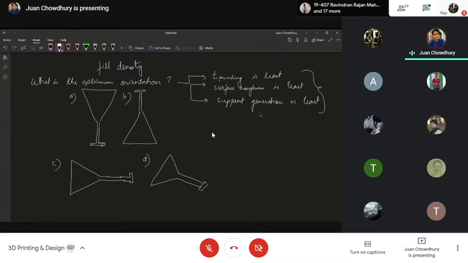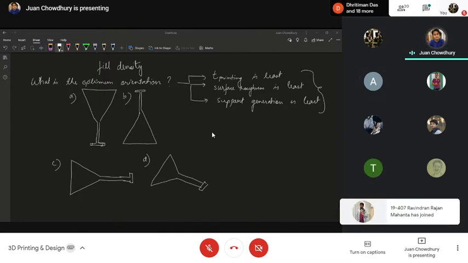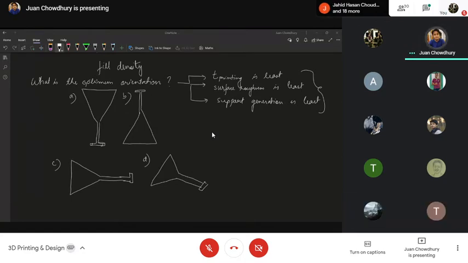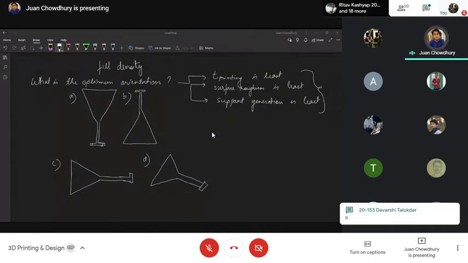A quick question. So, public voting: which one of these orientations do you think is the optimum? A, B, C, D. Can you put your vote? Continuously, it should be possible if filament is extruded continuously without gaps. Okay, not quite, Devraj, but we'll come to it. You'll get the answer anyway. So please put down your answers in the chat box. Which orientation is optimum according to you?